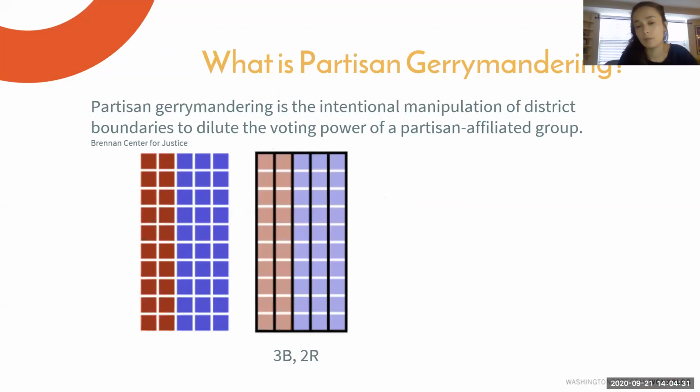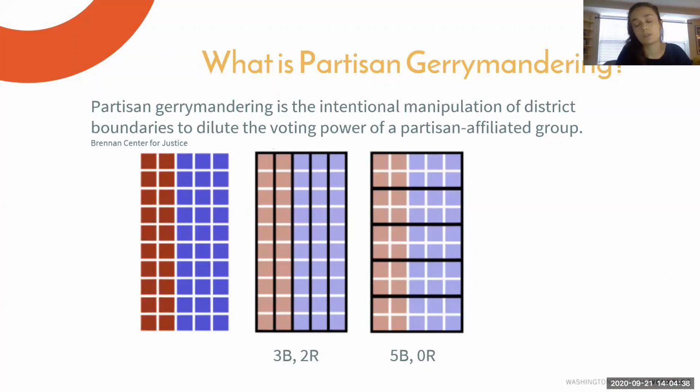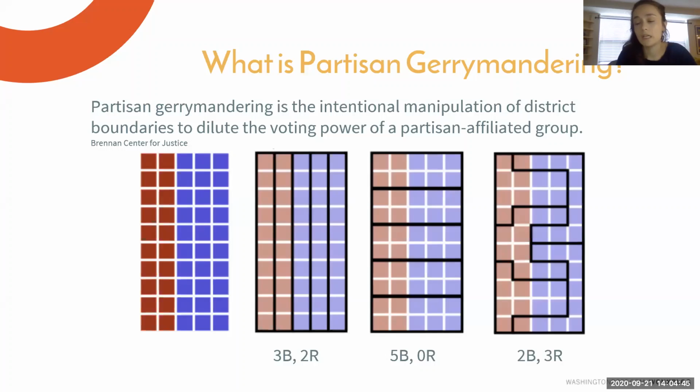One is we can partition them vertically like this, and we'll have 3 blue-dominated districts and 2 red-dominated districts. We can partition them sort of horizontally this way. Again, we have to have 10 precincts in each, and we'll get 5 blue-dominated and 0 red-dominated. Or we can partition it this way and get 3 red-winning districts and 2 blue-winning districts. So in this last case, 40% of the precincts are dominating 60% of the districts. So that's sort of a simple example.